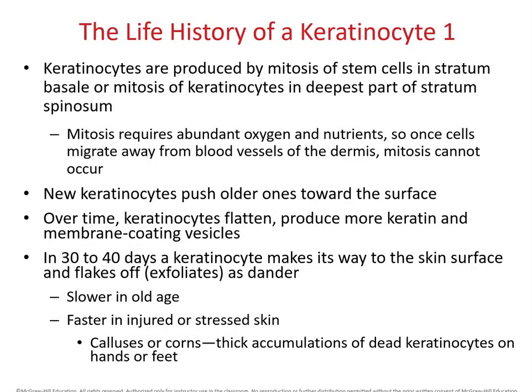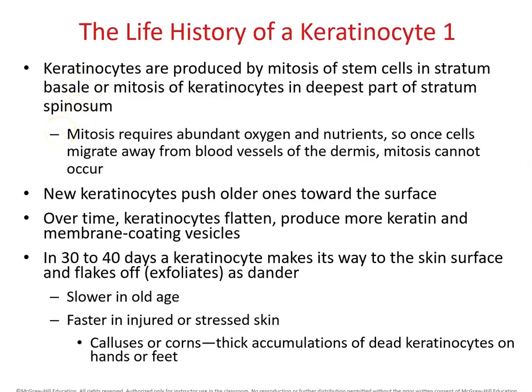So now we're going to talk about how a keratinocyte develops over time. Keratinocytes are produced by mitosis. Stem cells differentiate and undergo mitosis to form this stratum basale layer. And these keratinocytes are going to be formed in that stratum basale, or the second deepest, the stratum spinosum.